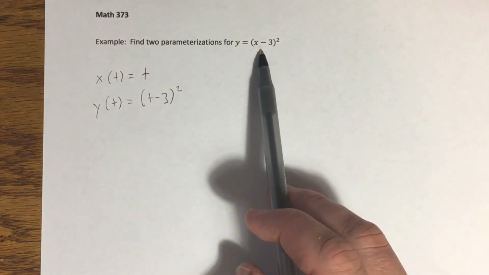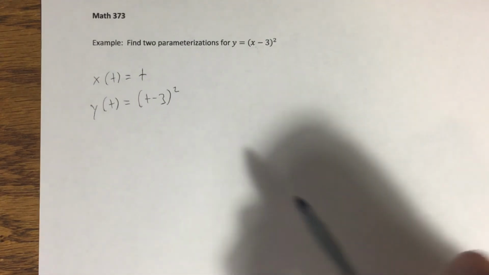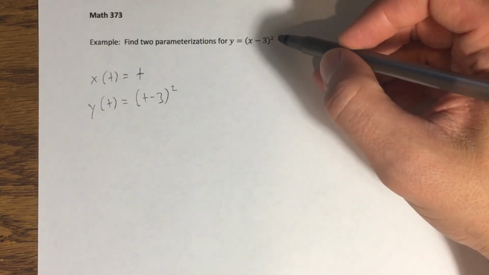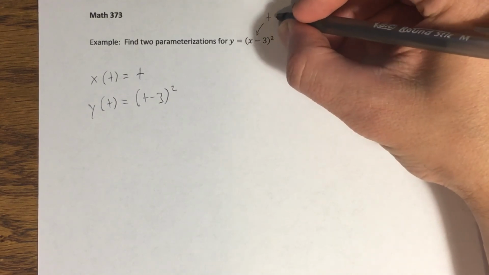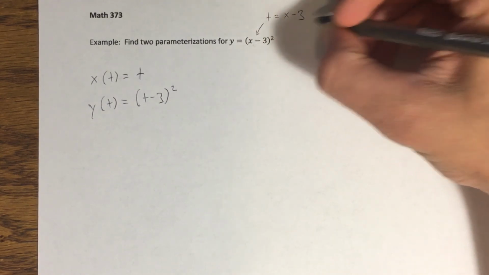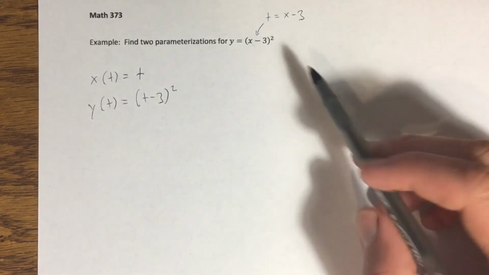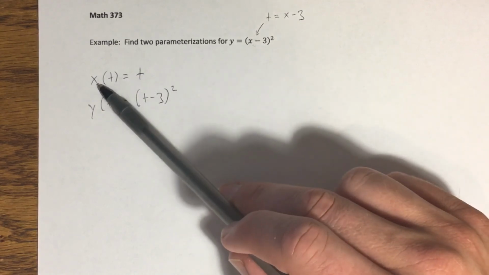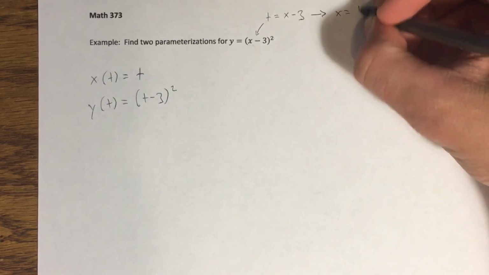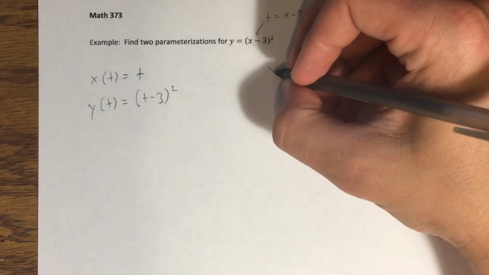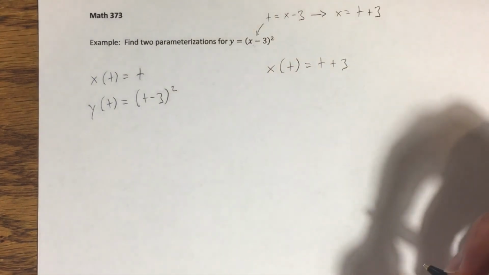Sometimes, however, we want to take advantage of the form of the function to come up with a different parameterization. So I would like the y equation to look just a little bit simpler than it does right here. And one way to do that is to notice that the expression that I'm squaring is x minus 3. What if I let t equal x minus 3? So I'm assigning t to be the thing in the parentheses here. Well, in order to get a set of parametric equations, I need x as a function of t, so I would solve this for x, giving me x equals t plus 3. That means in my other parameterization, x of t can be written as t plus 3, right?